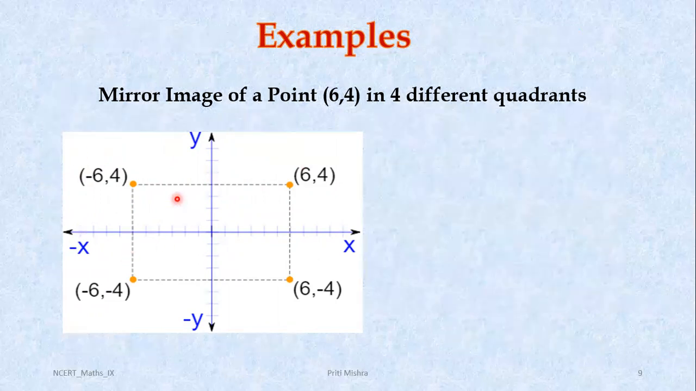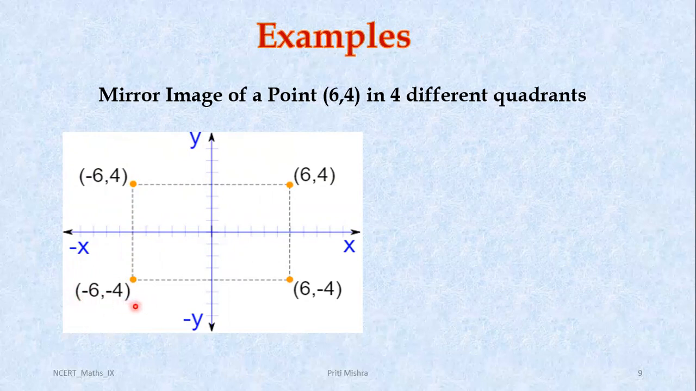In the same way, if I ask you what is the mirror image of (6, 4) with respect to the x-axis, (-6, 4) with respect to the x-axis, now at exactly the same distance, here this is 4 units, so exactly in the downward direction from the x-axis you have to cover 4 units, you will get its mirror image (-6, -4). Here you are getting it in the third quadrant, that's why it is (-6, -4).